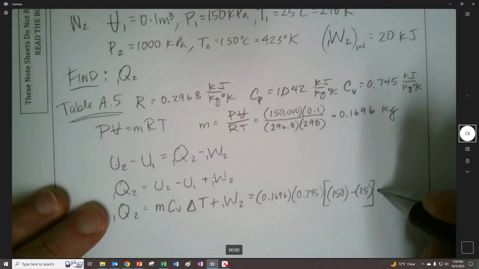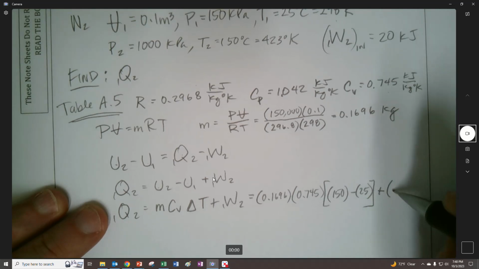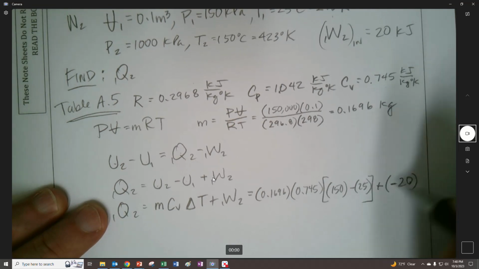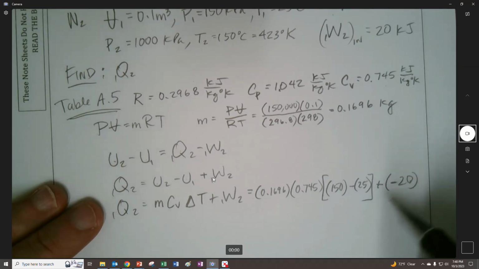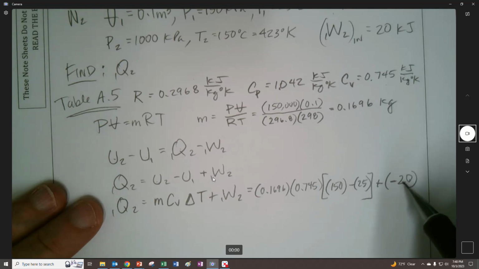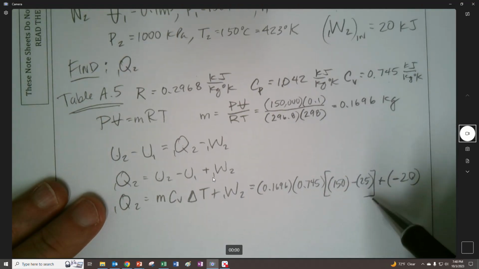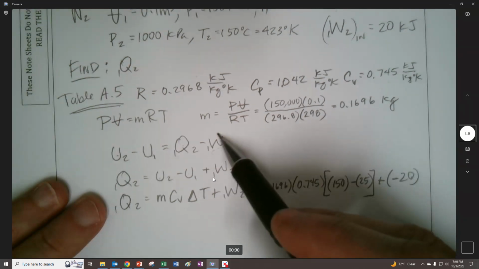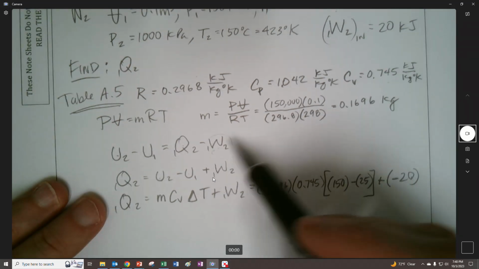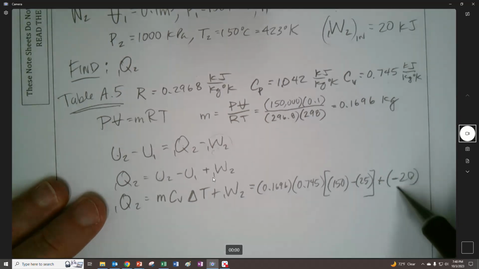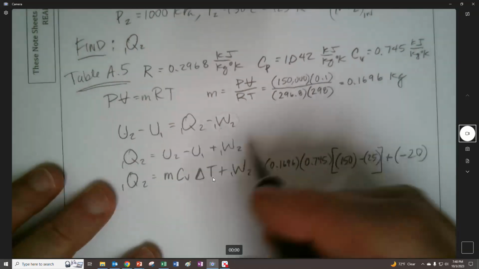And then here's a weird one, plus, but now we're going to go minus 20. All right, so you've got to be careful thinking about this, minus 20. Well, why is there minus 20? Because this is work into the system. Usually we use this right here. This is work out of the system. Since we're going in instead of out, we use a minus here. I know it's really weird.